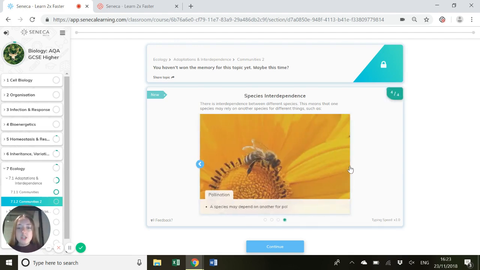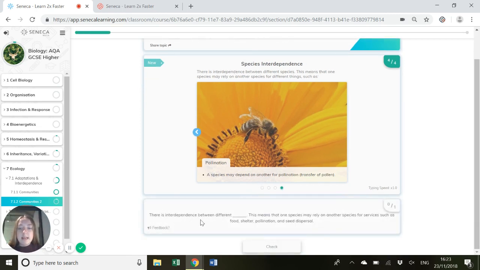We've also got pollination. A species may depend on another species for pollination, and this is the transfer of pollen. Here we've got this flower, so a plant species is depending on this bee to pollinate its other flowers. Let's continue.